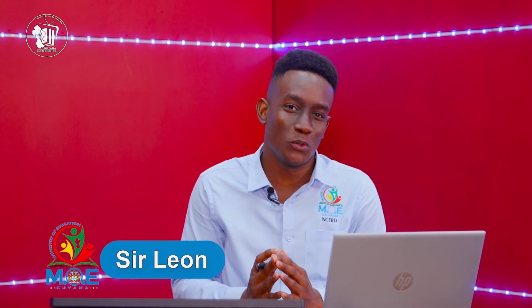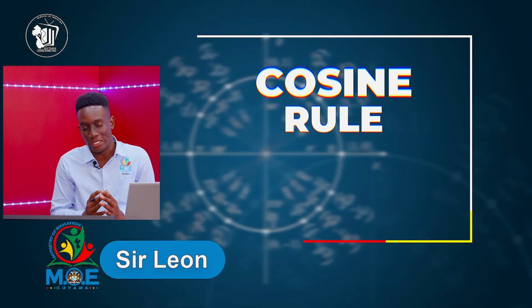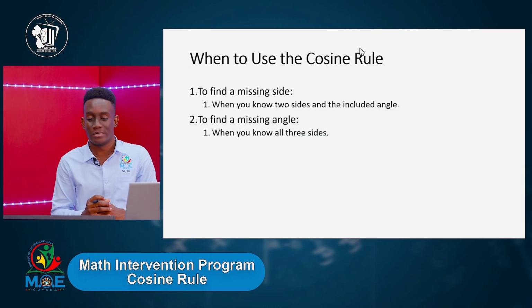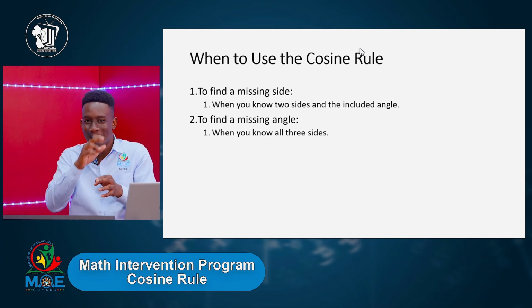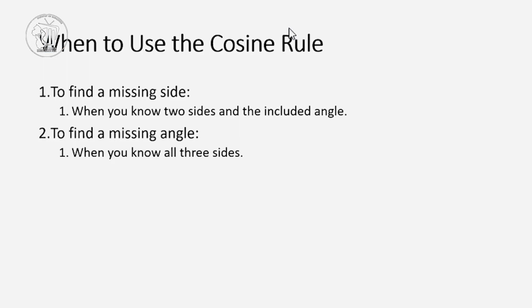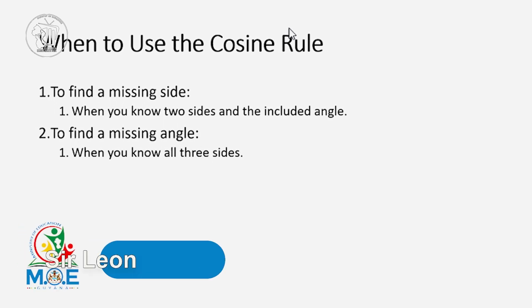In this video, we will be exploring the beautiful cosine rule. We use it when we are given two sides and an angle that is in between the two sides that you're given. And for an angle, we must be given three sides. So let's head into what the cosine rule says.